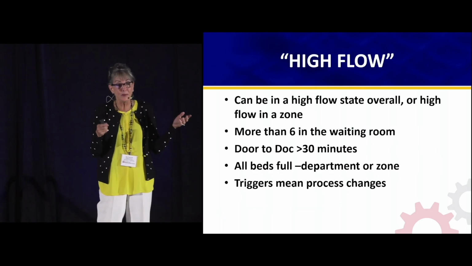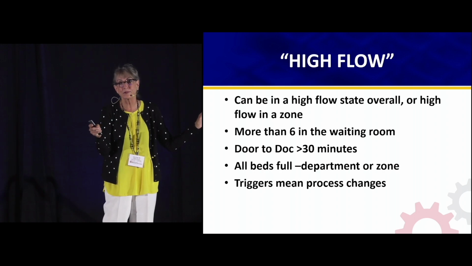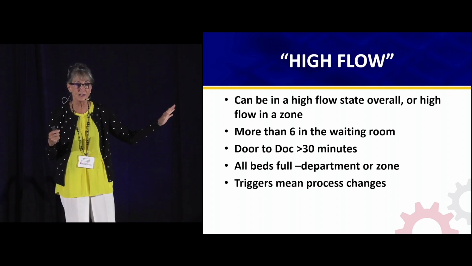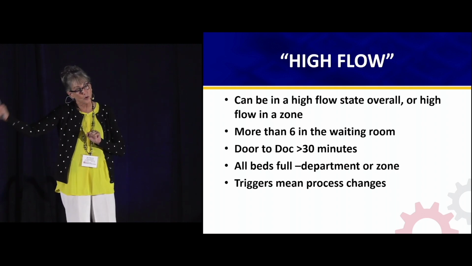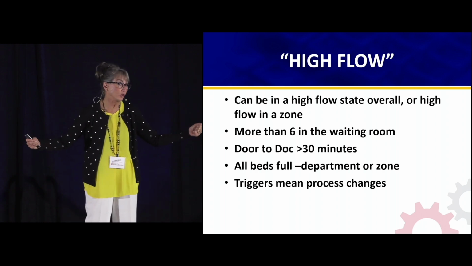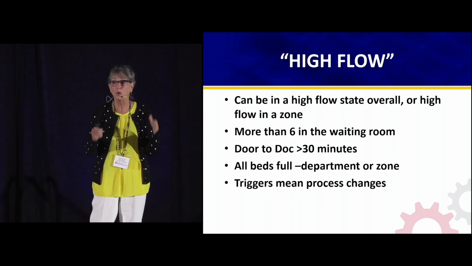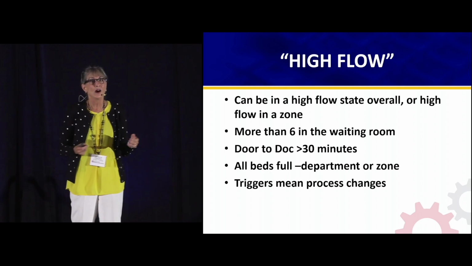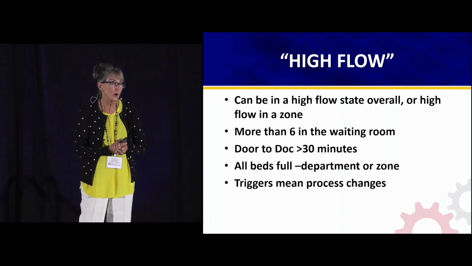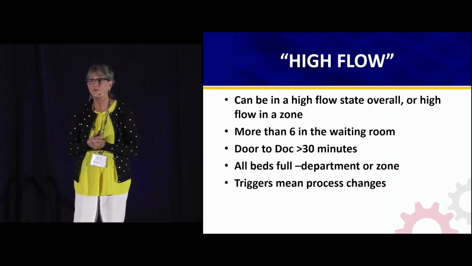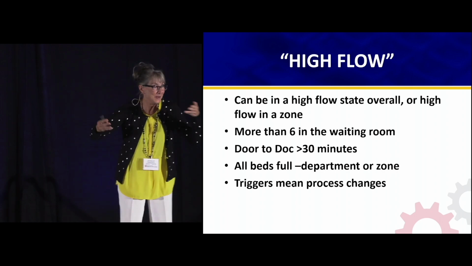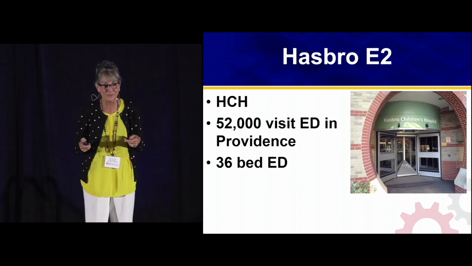So it could be one that people just seem to pick for some reason. When I worked with the ERs, they like this: more than 6 in the waiting room, greater than 30 minutes to see the doctor. Maybe you say, all beds full in this area. That's my trigger for high flow. I don't care what you decide. On the other hand, another ER said, when there's more than an hour in the waiting room and more than 40 in the ER, I said, could you be a little more ambitious? A little more ambitious about when you're going to jump in and try to fix things.